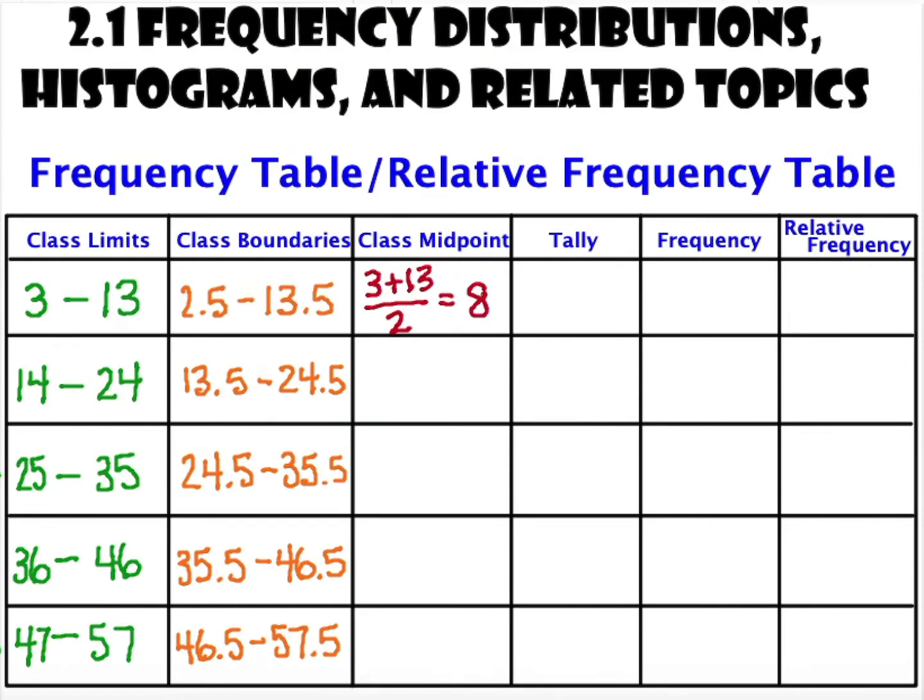38 divided by 2 for this next one, right? Is that 19? The next one would be 60 divided by 2, 30. And actually, did you notice that these are going up by 11? So if you're sure you've got your math right, you can use that to complete the midpoint part.